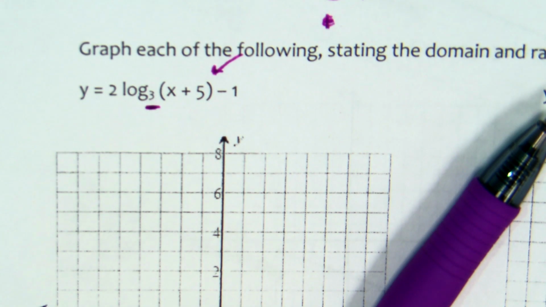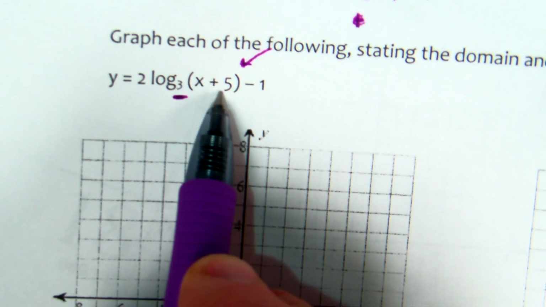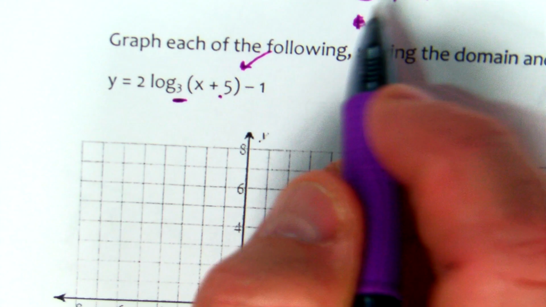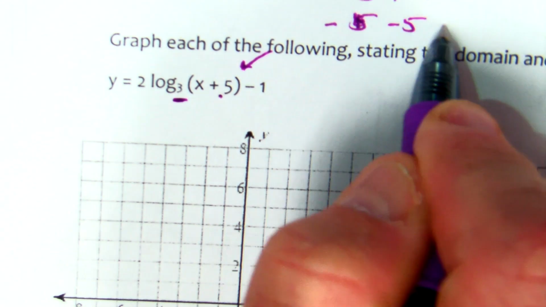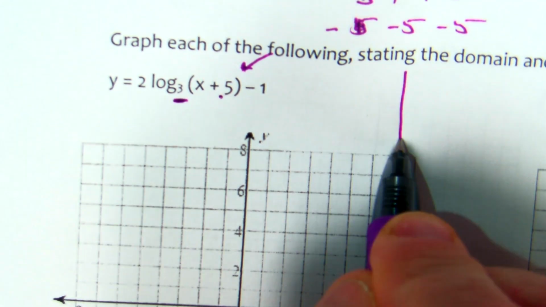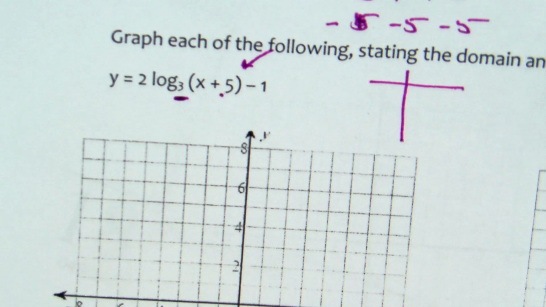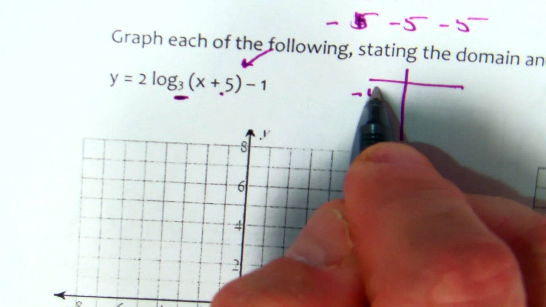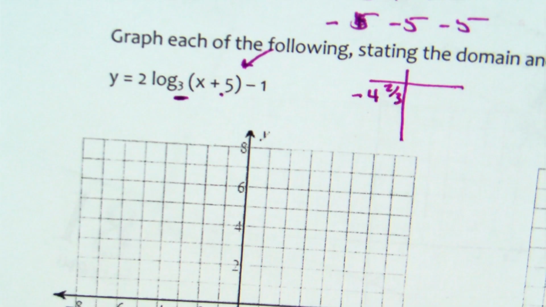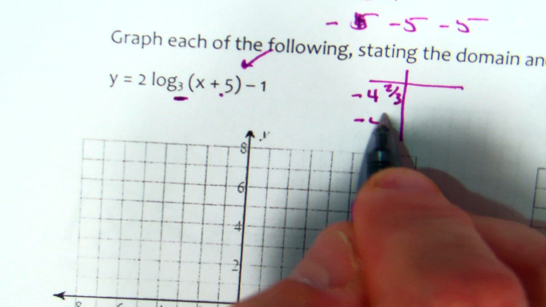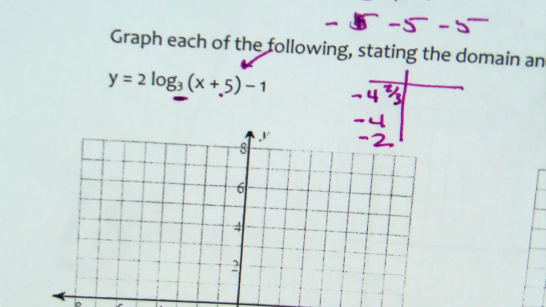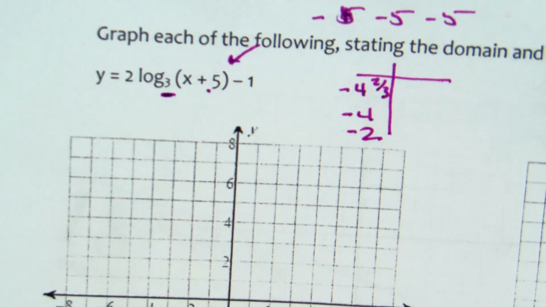Alright? And remember with parentheses, it's always going to be the opposite. The opposite of plus 5 is negative 5. So we're going to take each of those values and subtract 5. That gives us our appropriate x's, which are negative 4 2/3, negative 4, and negative 2.